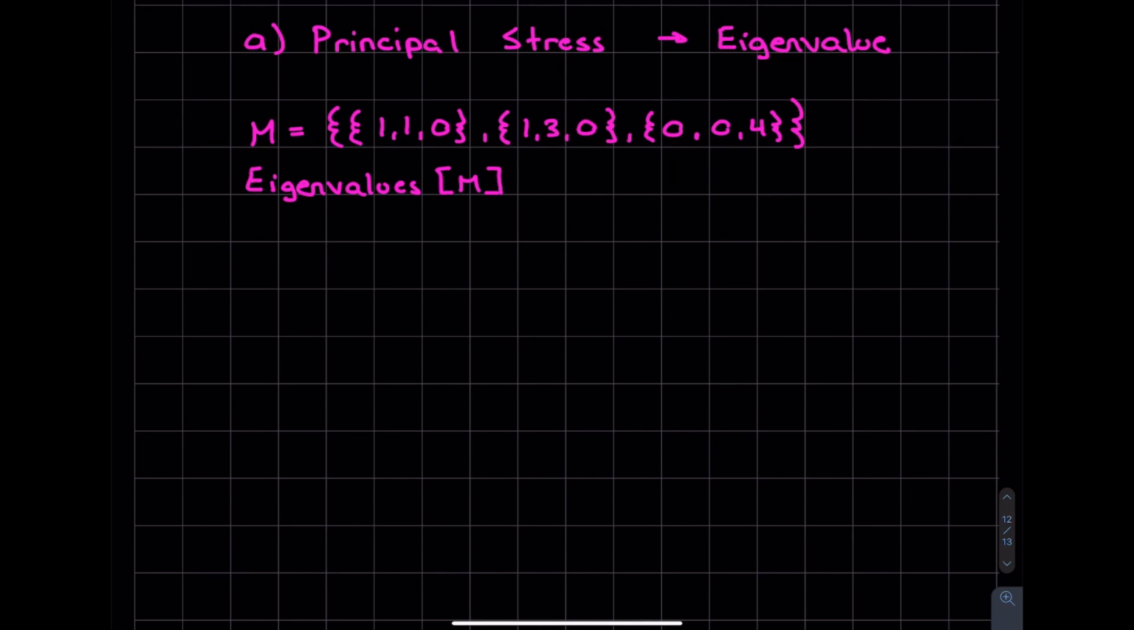And what you guys will find is that sigma 1,1 prime, sigma 2,2 prime, and sigma 3,3 prime, which are the eigenvalues, are going to be equal to 0.586, 3.414, and then finally the last one is kind of funny, it's just 4. So there's how we do it for the principal stresses.